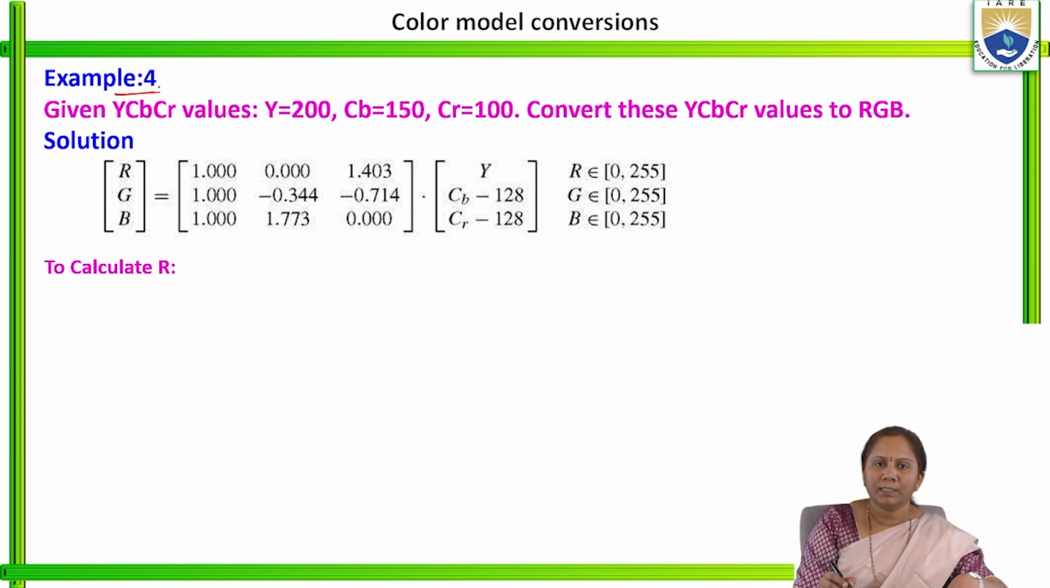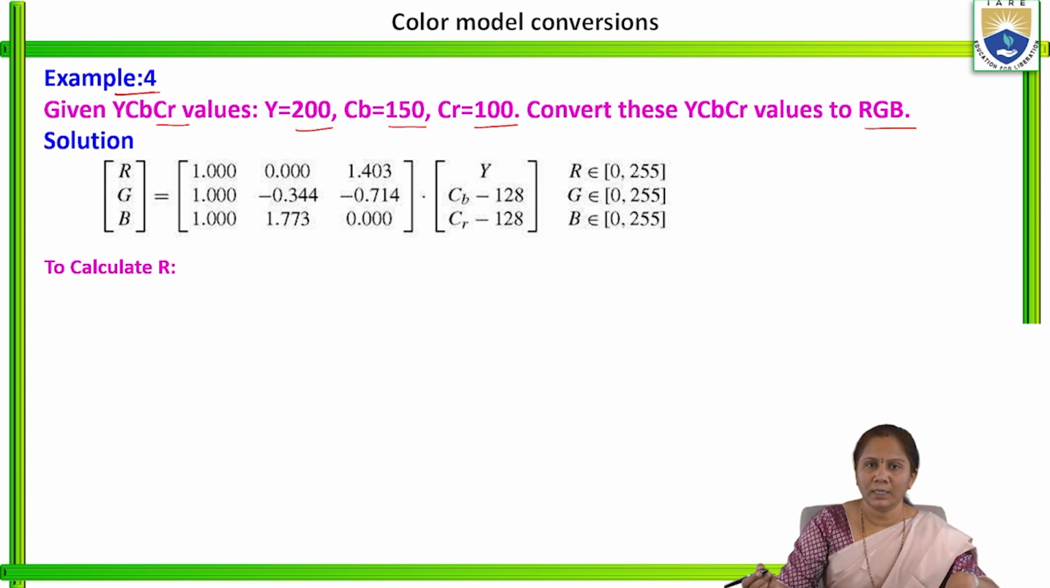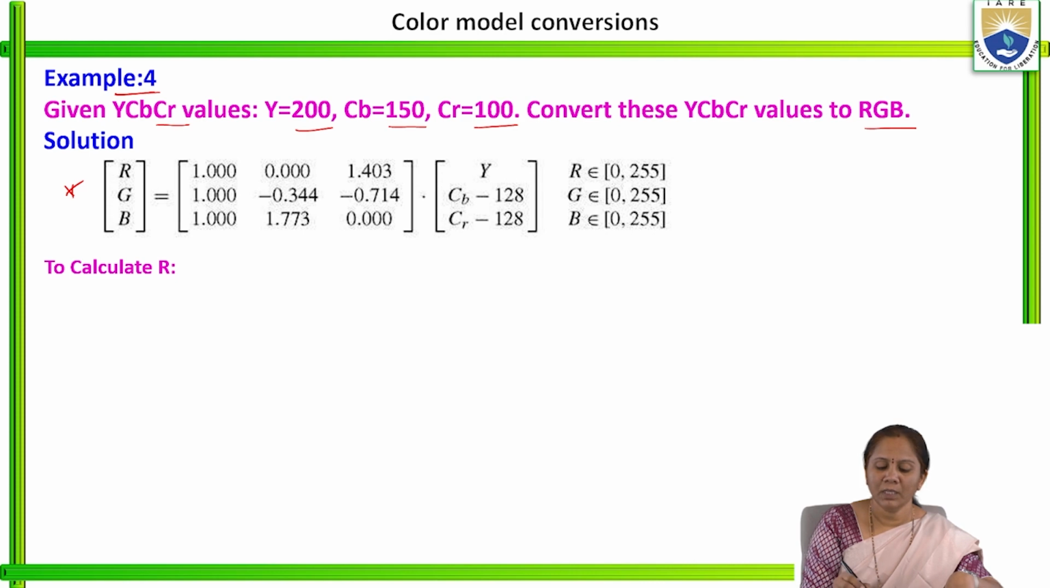Coming to the next example, given Y, CB, CR values: Y is 200, CB is 150 and CR is 100. This is the color model YCbCr, and we have to convert it to RGB. To convert YCbCr to RGB, this is the matrix we have to use, which we discussed in the previous session. Using this matrix, we have to find the values of R, G and B.